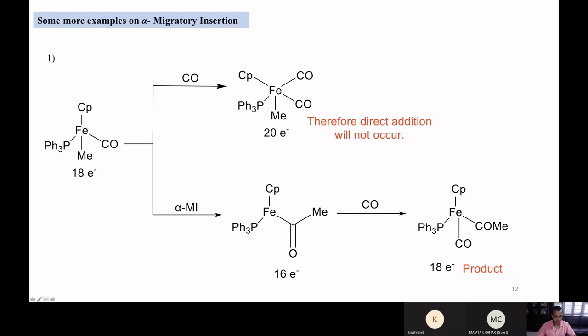This will transfer alpha migratory insertion as you see in here. Then CO, which is now ready because it is now a 16 electron species instead of 18 electron, can come back in. CO is another ligand, so it would be back to 18 electron. So a new CO has come in and a new acyl group is formed.